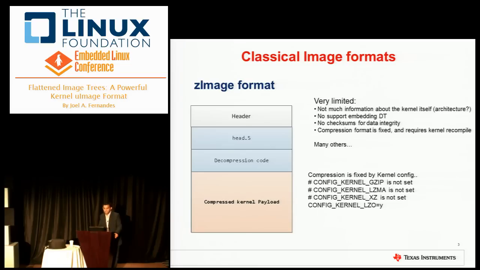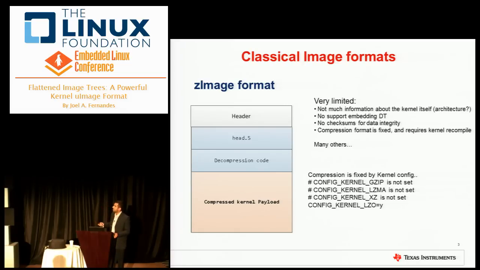So I'm going to start with the classical image formats. Especially start with the zImage format, and this is what it basically looks like. There's a header on the top there that contains some magic number and some other fields. There's some code in head.S that does some initialization. Then there's decompression code that actually has the decompression logic that takes the kernel payload and decompresses it. So this is what it looks like.